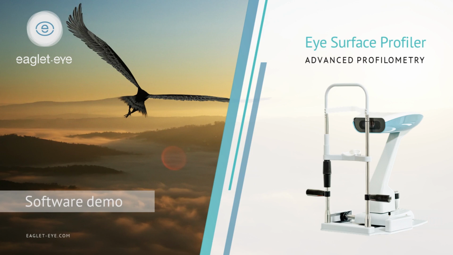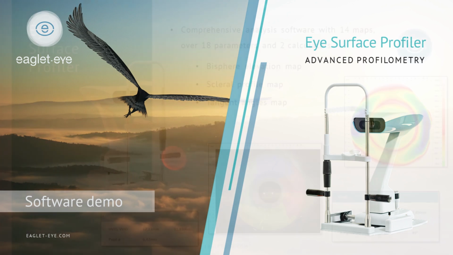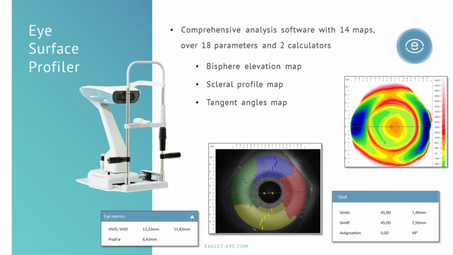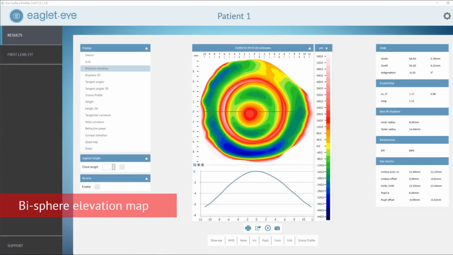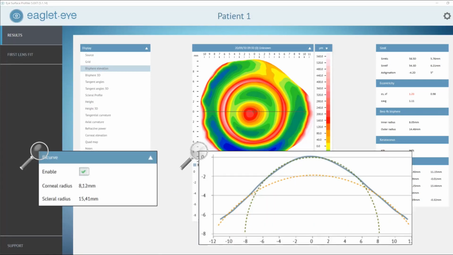The Eye Surface Profiler, or ESP, offers a fully comprehensive analysis software with a long list of maps and parameters. We cannot go into all the detail, but we will touch on the highlights and the most important maps in this video. So let's start with the go-to map that is called the Bisphere Elevation Map. Elevation basically is the raw height data with the reference sphere subtracted from that.